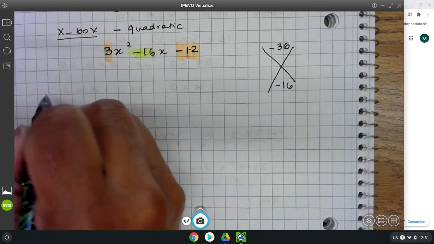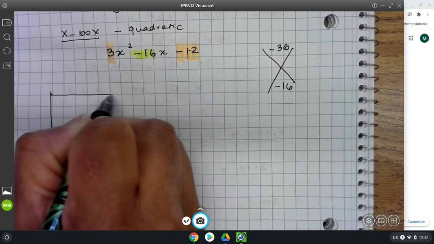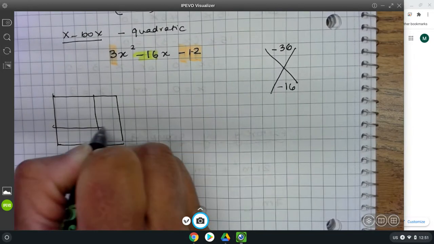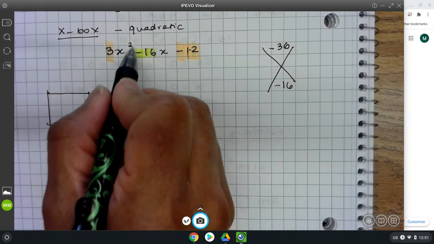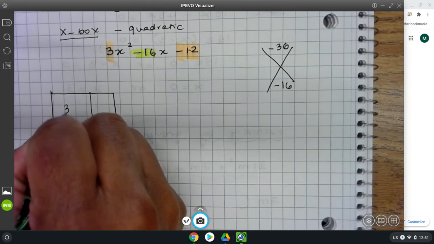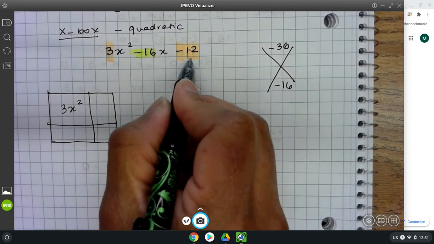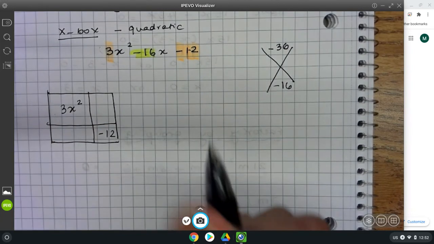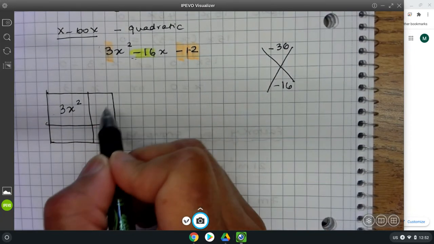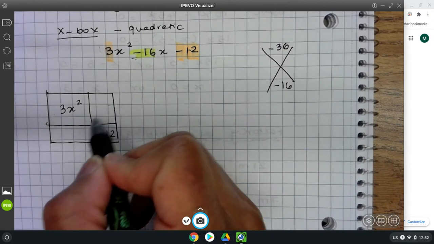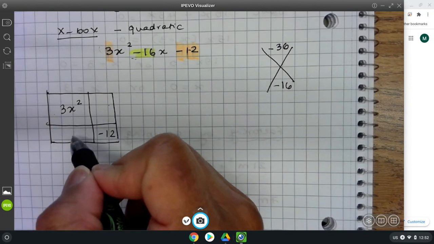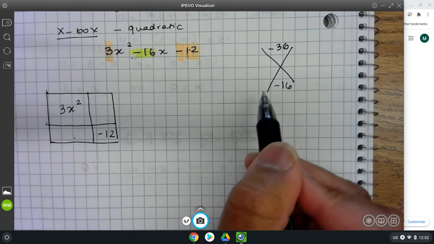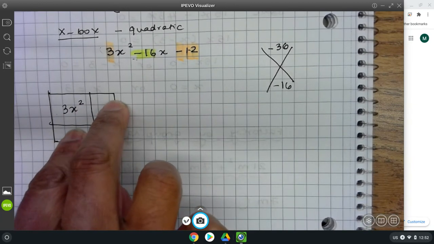The reason we're doing it this way is that if you remember our area model, we said this can be written such that this is your top right corner term, this is your top left corner, this is your bottom right corner, and negative 16x is these two things added together. So we want to find what those are. This is a way to get what these two are going to be.